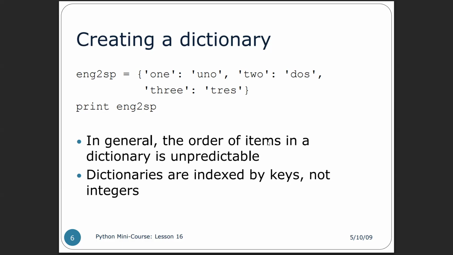So in general, the order of items in the dictionary is unpredictable. It means whatever the order is in the dictionary, we cannot predict in what order it is there. So we are not able to predict the order of items.